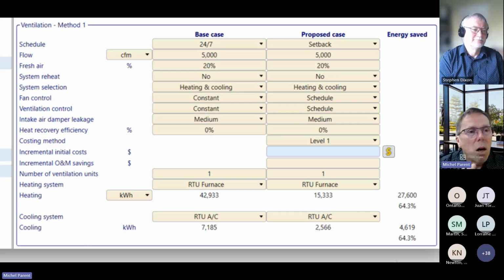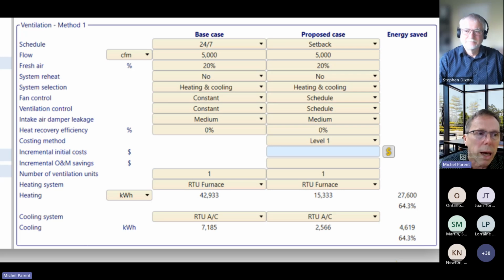And then there are a number of other selections that are made, one for system reheat. Now, if you're single zone, you do not have reheat. So you will not select reheat for a single zone system, such as lots of small rooftop units. So don't select reheat.